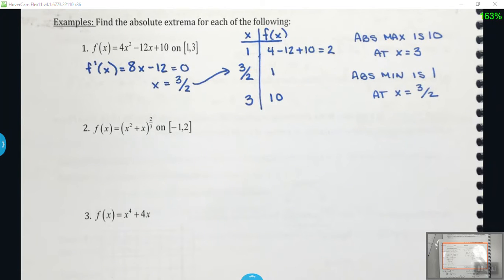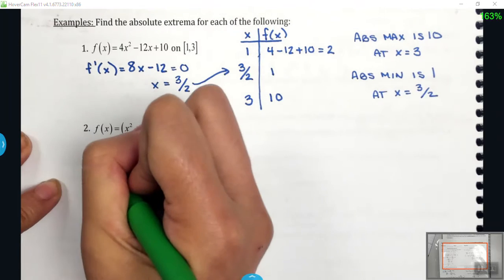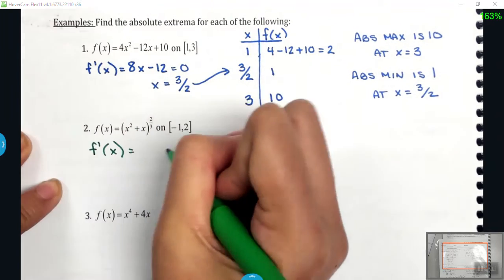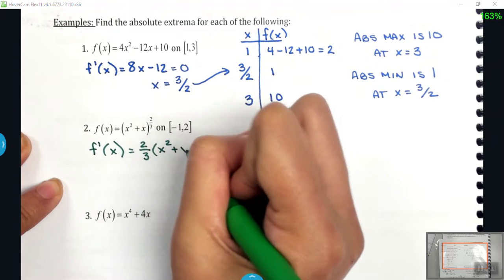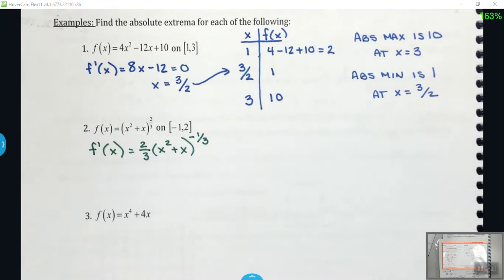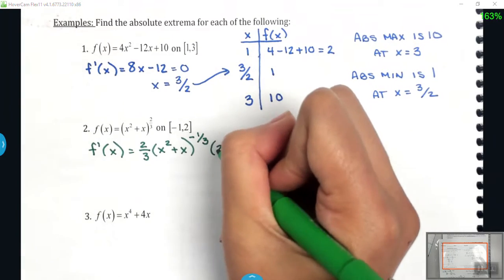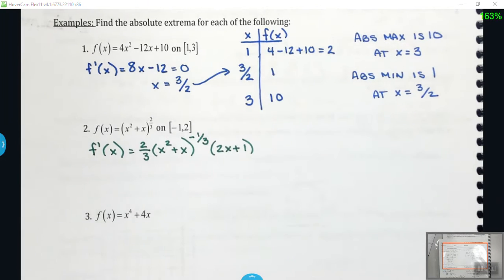Okay. Let's try number 2. First find our critical values. 2/3 x squared plus x to the negative 1/3 times 2x plus 1 by chain rule. Let's rewrite that.